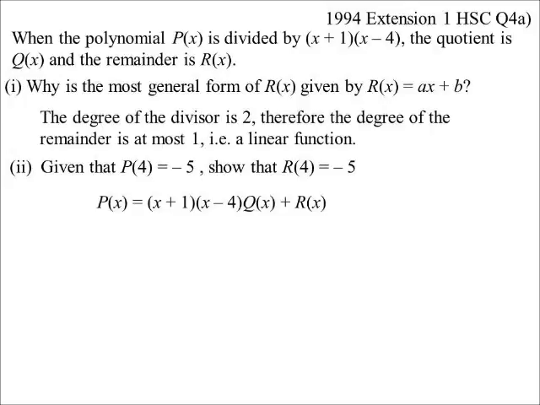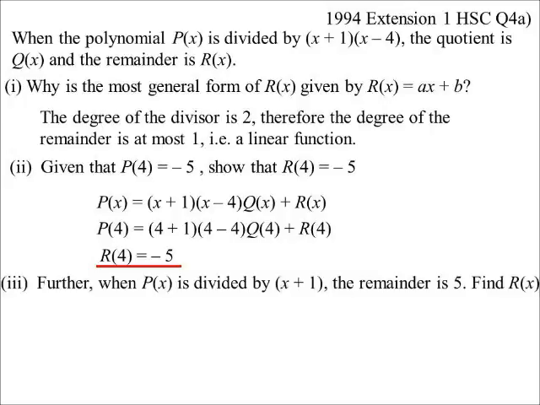Now, given that P(4) is negative 5, show that R(4) is negative 5. There's our polynomial. We know our divisor is (x plus 1)(x minus 4), times the quotient, plus a remainder. Sub in 4. Once again, the Q(4) will disappear because of my 4 minus 4. So P(4) will be the same as R(4). Sorry, they've told me P(4) is negative 5, so therefore R(4) is negative 5.